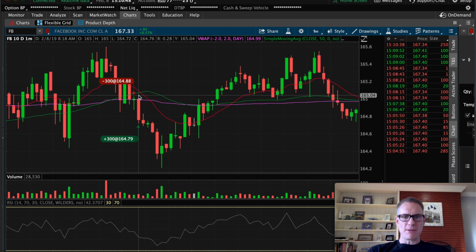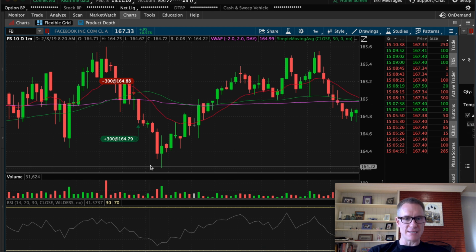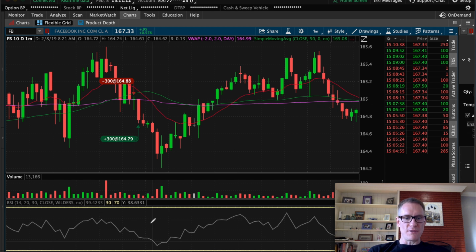Some other things I'm keeping an eye on and tracking while I'm taking these trades is whether this 50 EMA is moving up, down, or flat when I take the trade. Another thing I'm watching is what the 15 EMA is doing. Is it moving down? Is it moving up? Then is the VWAP flat, up, or down? And the last thing I'm checking is what the RSI is doing.